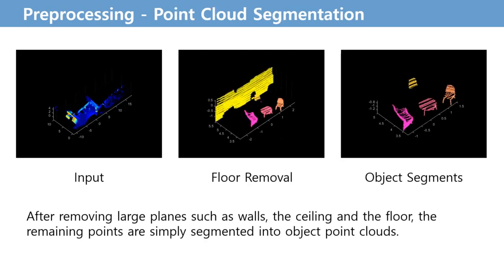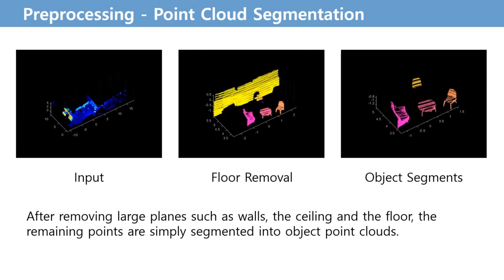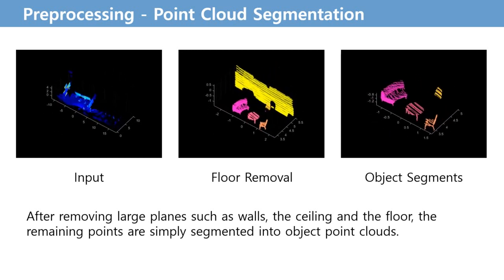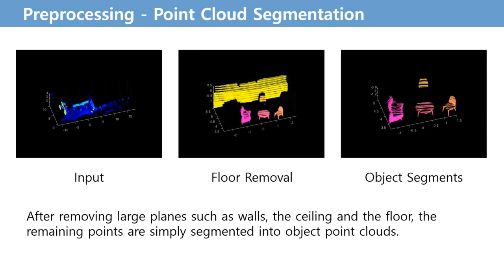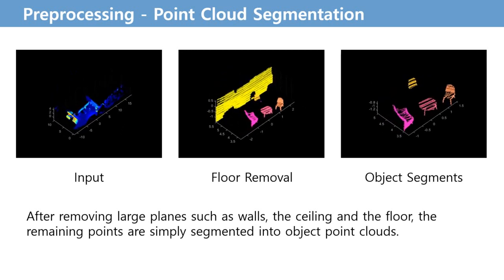Last step of pre-processing is point cloud segmentation in LiDAR. LiDAR captures 316 degrees of the environment, so points out of range have to be removed. First, ROI was applied. In our research, 60 degrees of ROI was used. Second, large planes are removed, like the wall, the ceiling, and the floor. And then, the remaining points are simply segmented into object point clouds with Euclidean distance.